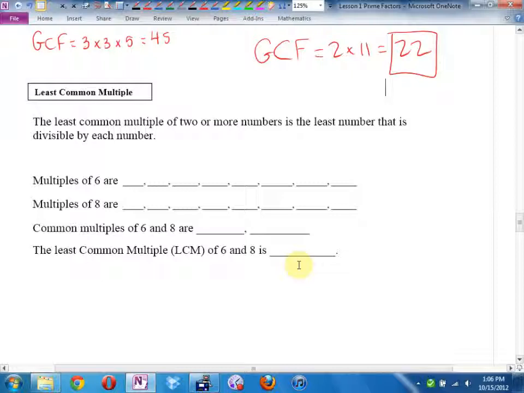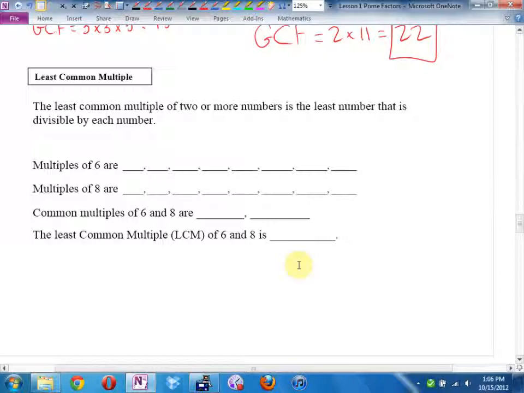Least common multiple. So greatest common factor asks, what's the biggest number that goes into everything? Least common multiple asks, what's the smallest number that everything goes into evenly? For example, multiples of 6 are 6 times 1, 6 times 2, 12, 6 times 3, 18, 6 times 4, 24, 6 times 5, 30, etc.